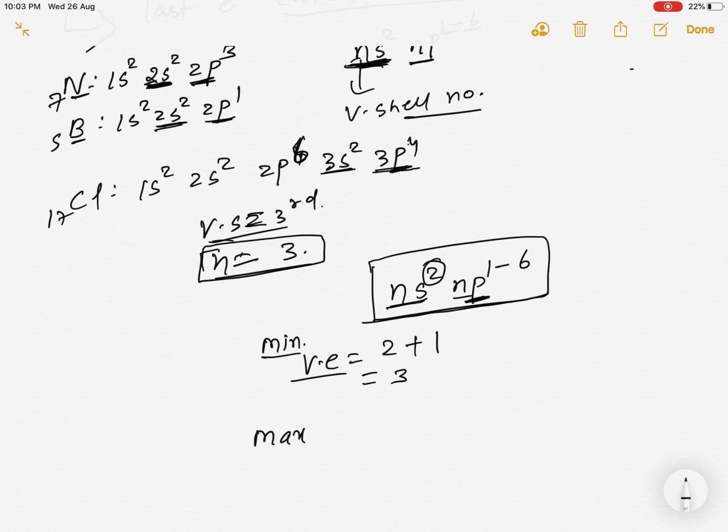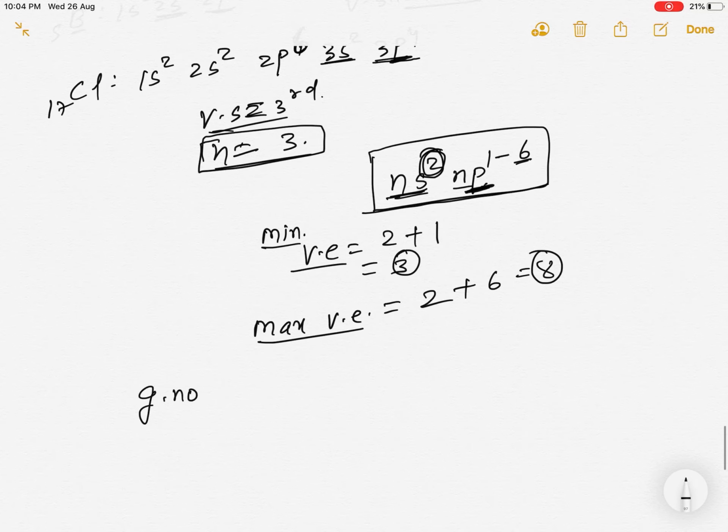Similarly, what can be the maximum number of valence electrons for p block elements? It will be maximum when you have 2, which is fixed, in the s subshell, and the maximum electrons in the p subshell, which can be 6, so 8. Right. So the minimum number of valence electrons for p block is 3, and the maximum is 8.